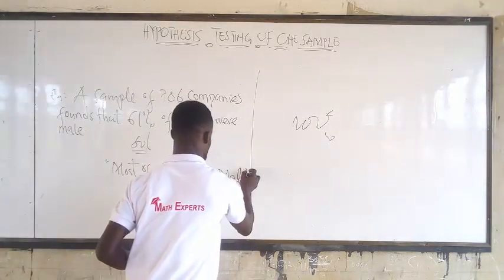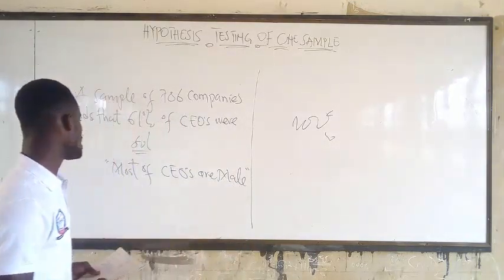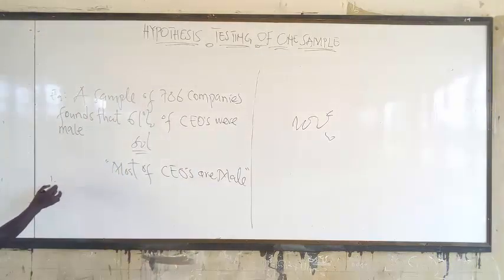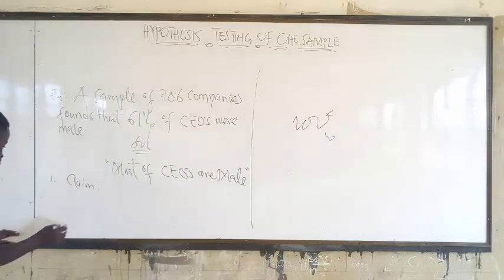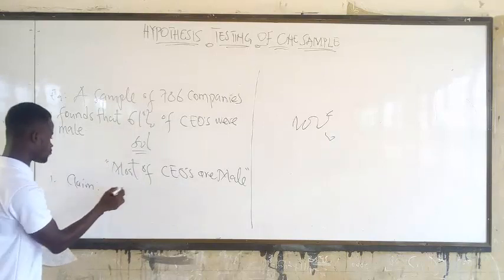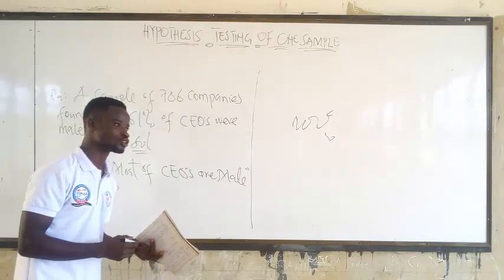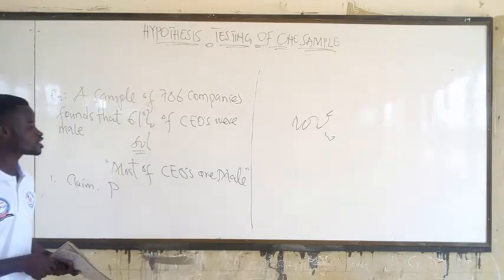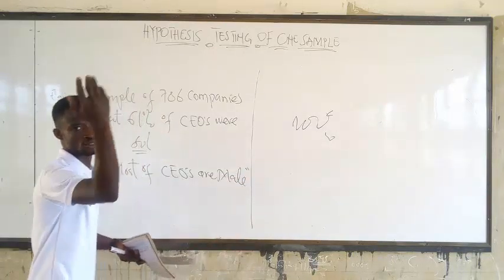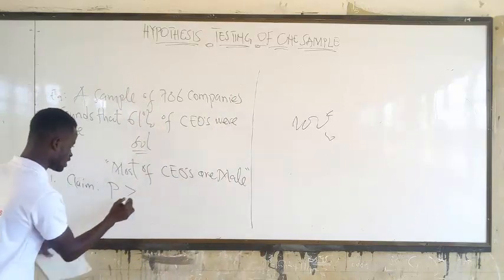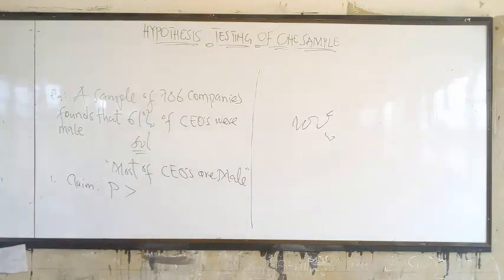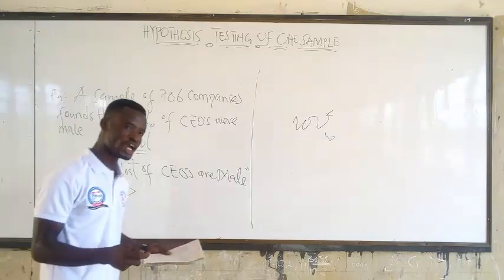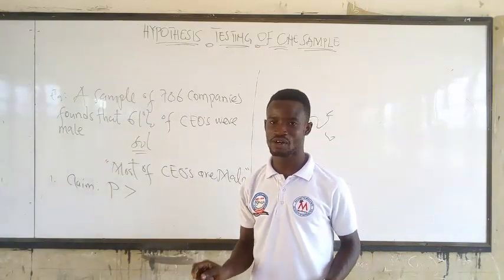This is the claim in words form. So let's write it in mathematical form so that we write the opposite of it, and don't forget the steps. So this is the first step, the claim. The claim, we know it's about the population. So we are basing on the proportion. Alright. Good. So most of the CEOs are male. Most means greater than. Most means what? Greater than. Now, okay, so it's going to be greater than what? That is what we are going to build on now.